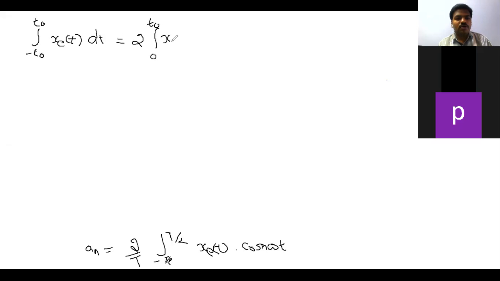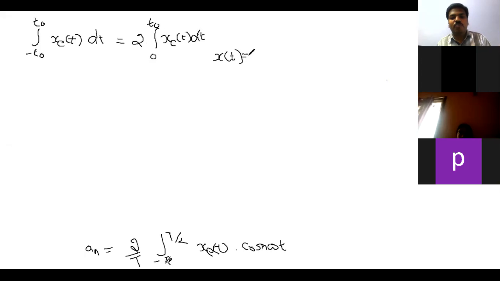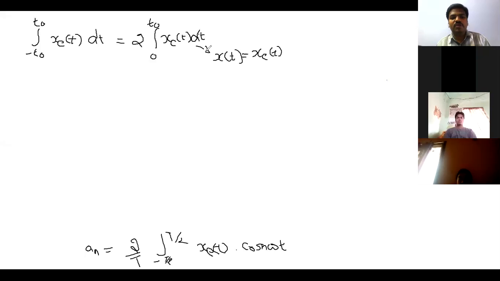x e of t. See, this is only possible with the continuous time periodic signal. That too, the given signal is periodic. The given signal is even, it only contains the even components of the function. If x of t is equal to x e of t, then the integral of minus T naught to T naught of x e of t into dt, you can also write that integral as 2 into integral of 0 to T naught of x e of t. If the given function x of t contains only the even components of the function, this holds good only in this particular state.